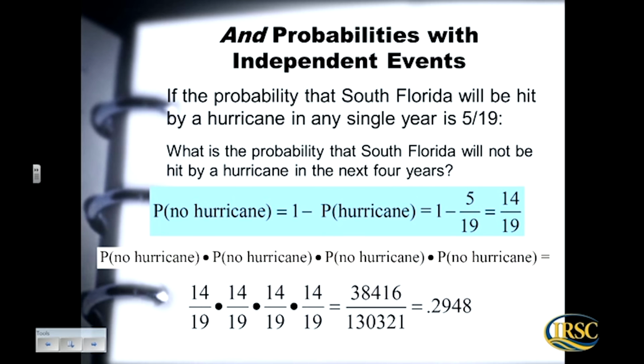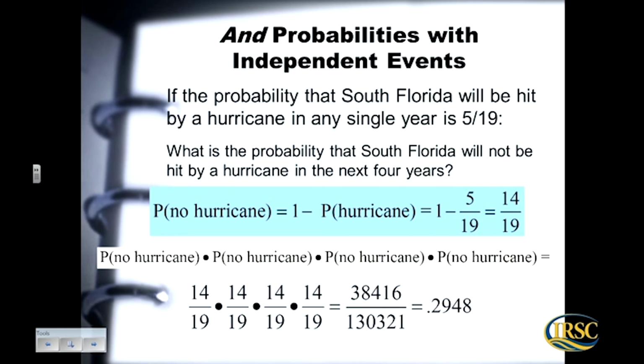So notice that the probability that South Florida would get hit by a hurricane in 4 consecutive years was only 0.0048. That means it's less than 0.5% that we would get hit by a hurricane in 4 consecutive years. Now, the probability that we would have no hurricane in 4 years, meaning no hurricane the first year, none the second, none the third, and none the fourth, is 0.2948, which is about a 30% chance. So notice that it's much more likely that we would have none in 4 consecutive years than that we would have one every single year for 4 years.